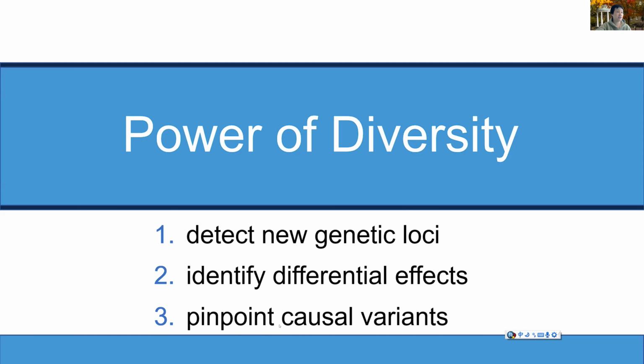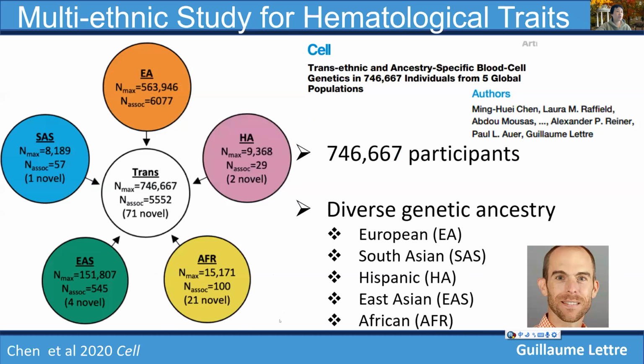So first, I want to introduce this study that we published about 2 years ago in Cell, which is a multi-ethnic study for blood cell traits as part of the blood cell consortium led by Guillaume Lettre, who is also an IGVF investigator. So in this study, we studied a total of about 750,000 participants, as you see here. Still, over 500,000 from European ancestry, but you see quite a sizable number from East Asian, 150,000 individuals, and 15,000 African ancestry.